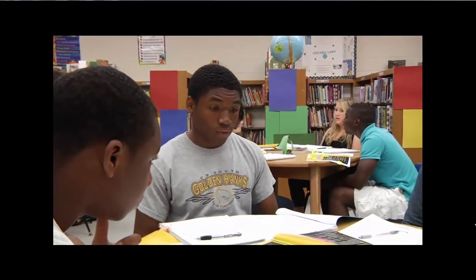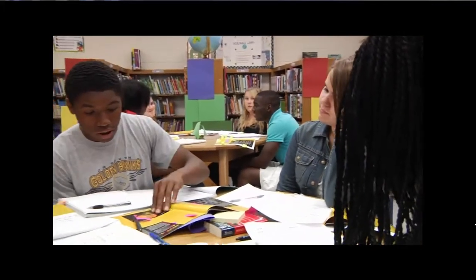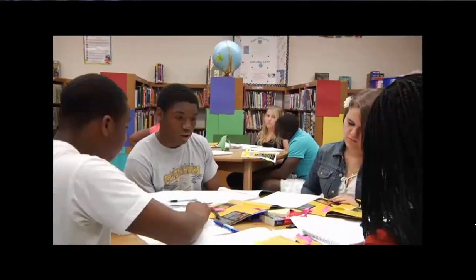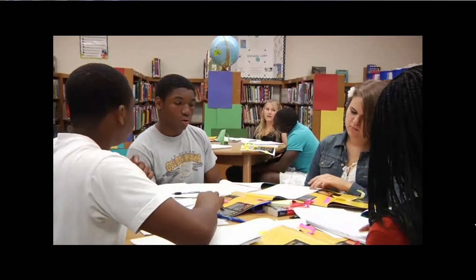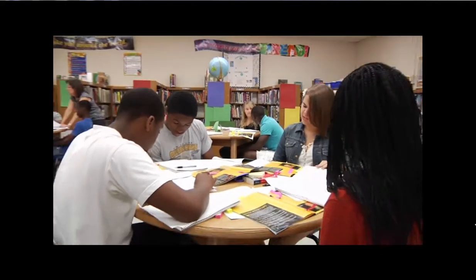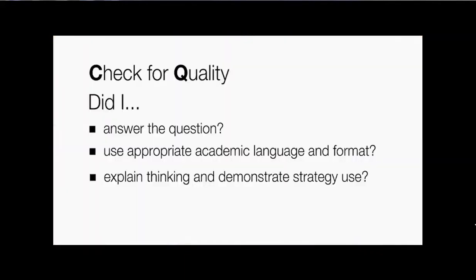How did you get your answer? The author cited on page 17. I just rewrote it in my own words. Good answer. We use all the steps, we answer the question clearly, we use appropriate language, and we demonstrate our thinking and support with evidence. So our answers are good.